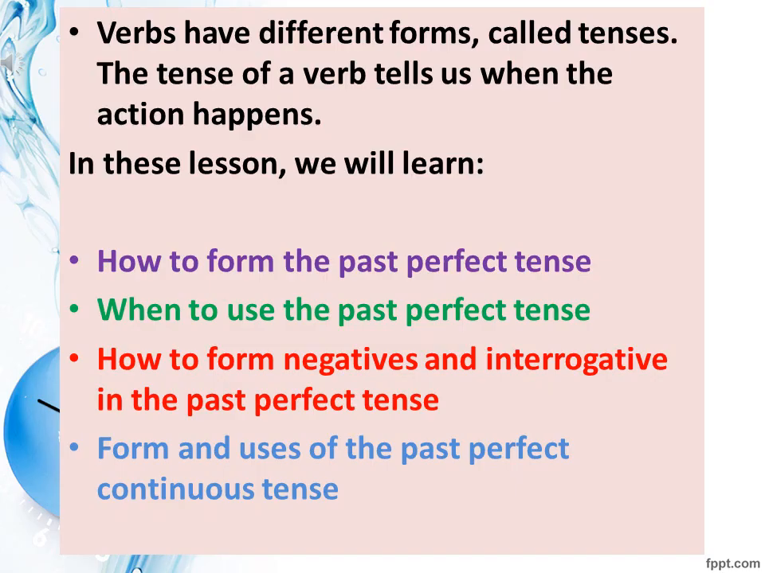First, verbs have different forms. يعني الأفعال تكون عندهم أشكال مختلفة called tenses. هما اللي كنسميهم أزمنة. The tense of a verb tells us when the action happens. اوكي الزمن اللي كيكون فيه الفعل هو اللي كيعطينا فكرة عن أي وقت وقع الحدث. اوكي so in this lesson we will learn how to form the past perfect tense, when to use the past perfect tense, how to form negative and interrogative in the past perfect tense, and we will also see the form and use of the past perfect continuous.